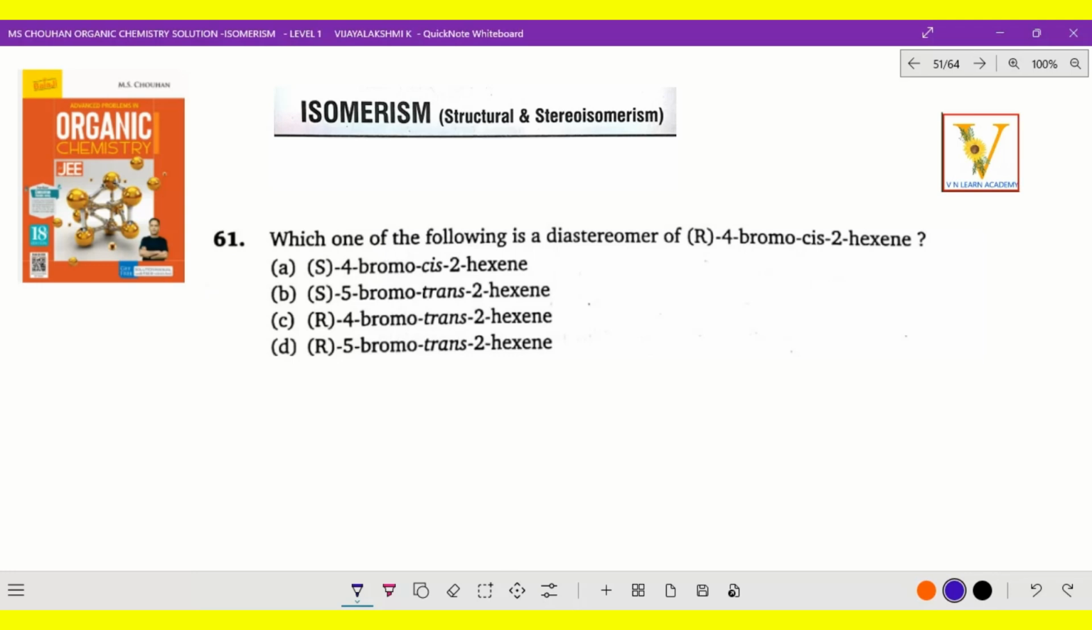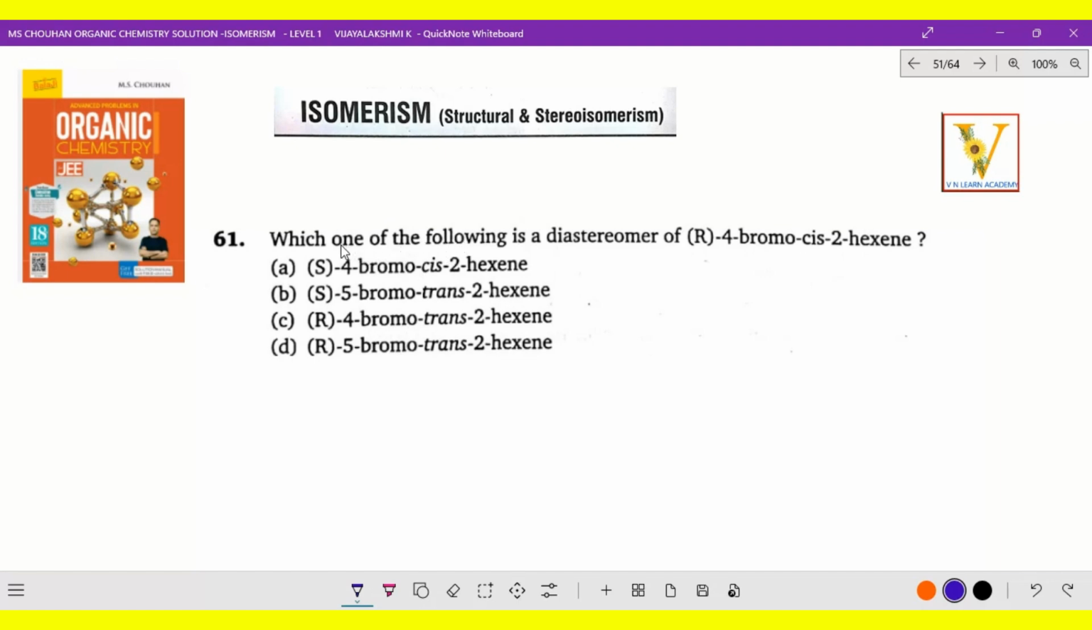Hello students, today we are going to see some more interesting and important questions from MS Chauhan sir's Organic Chemistry, Isomerism Level 1, the questions from 61 to 70. Come on, let us discuss.